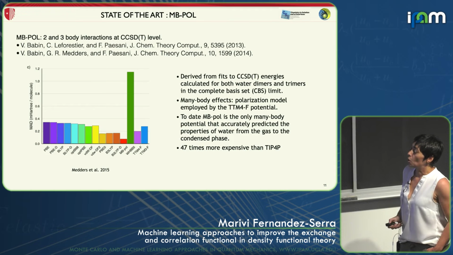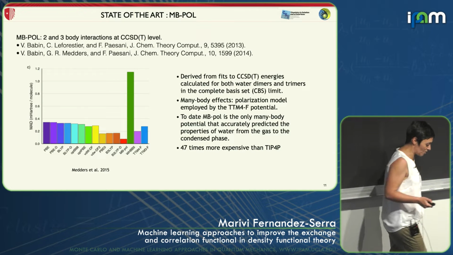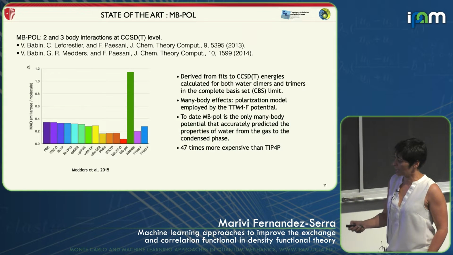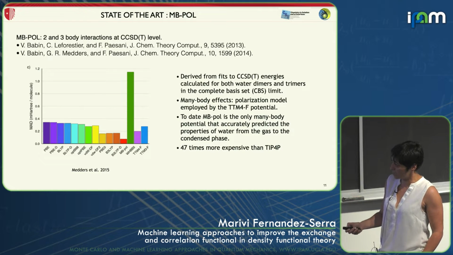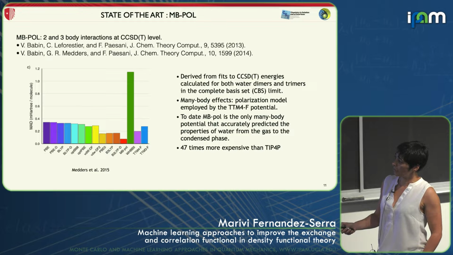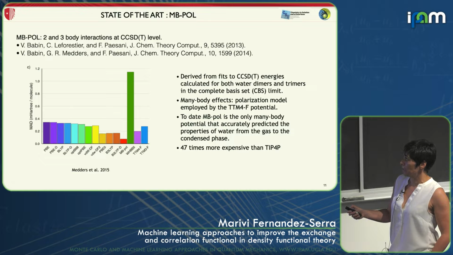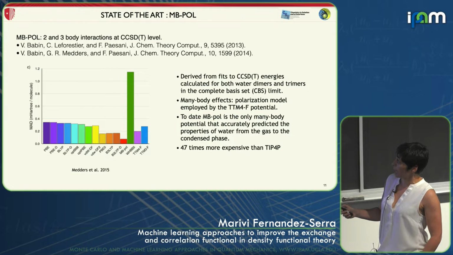Now, if you look at the state of the art of our exchange-correlation functionals, these are just mean absolute deviations, or energy errors, for different functionals, compared to a reference. I'm not totally sure if this was done with quantum Monte Carlo or coupled cluster. But bottom line, what you see here is that the errors are very large, and the one that performs best is MB-Pol, which is actually a force field fitted to reproduce coupled cluster with single, double, and triple excitation energies.